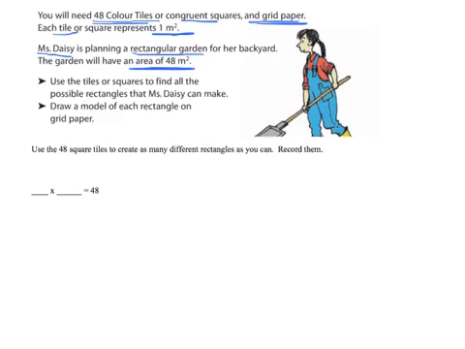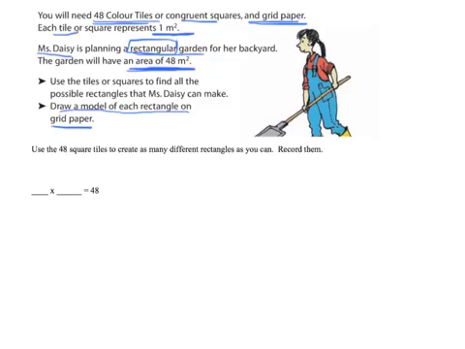So using your tiles, you need to make rectangles. That's the key. Remember, it has to be rectangles. Could be a square, but it can't be an odd shape, to find all of the possibilities for 48. You need to then draw each model on your grid paper using the squares of your grid paper to represent the square of each tile. Go ahead and give it a try now.